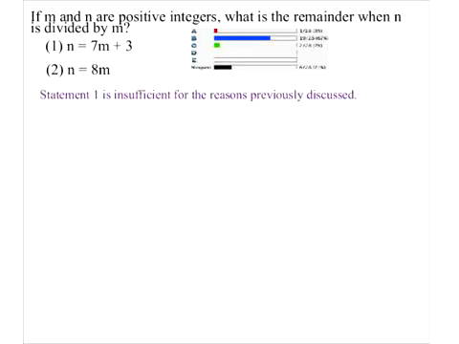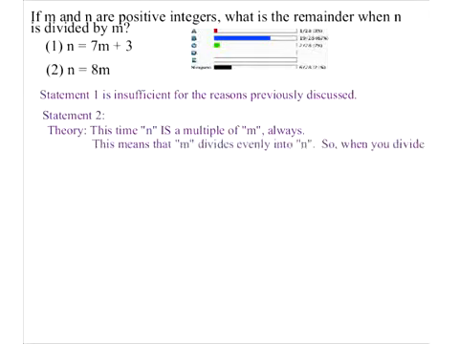Okay. Statement 2. This time n is actually a multiple of m, always. So there's not going to be a remainder. This means that m divides evenly into n. So when you divide n by m, there's no remainder. The remainder is 0.